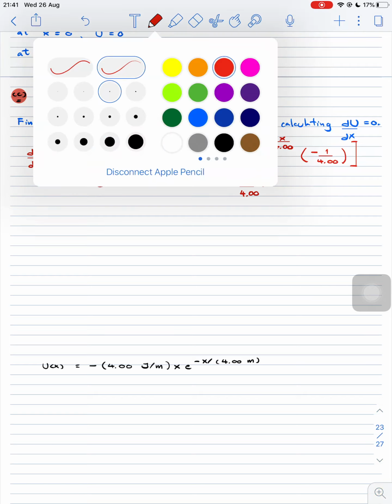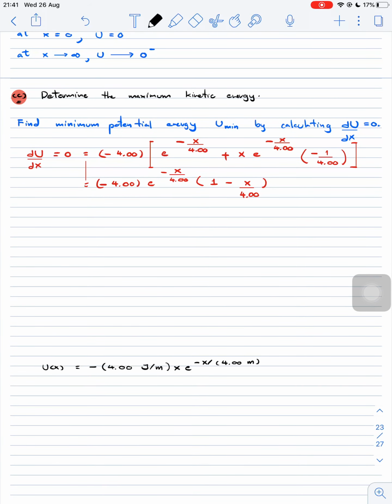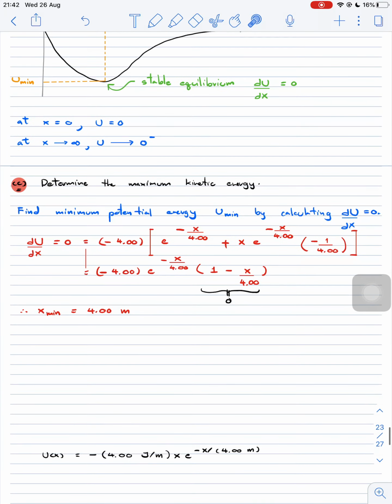So we need to get this function equal to zero. It means that this is impossible. It's only going to be zero when x goes to infinity, so it's not in this case. Then the answer should be that the last term here must be equal to zero. So finally you can get that x min must be equal to 4.00 meters. So there's going to be this position, x min equal to 4.00 meters.